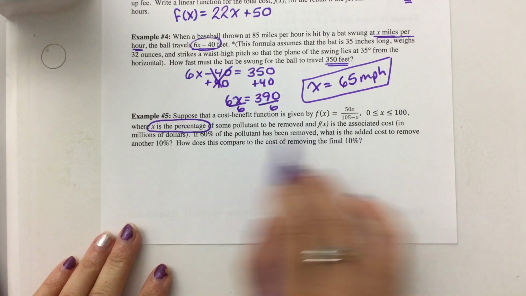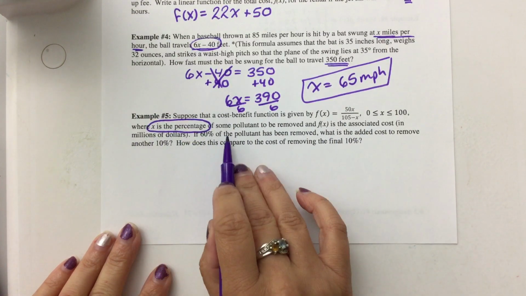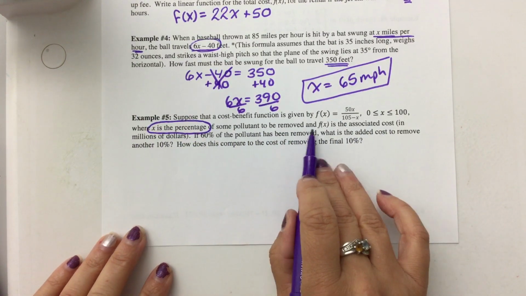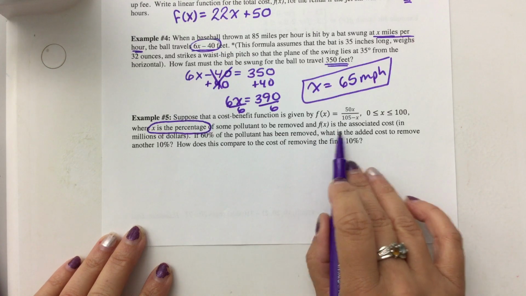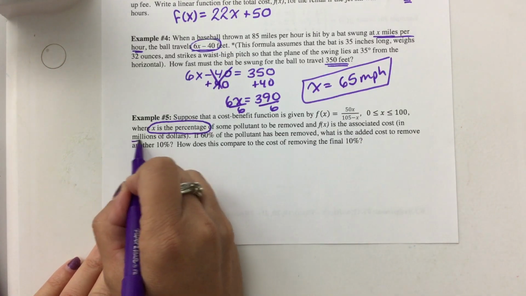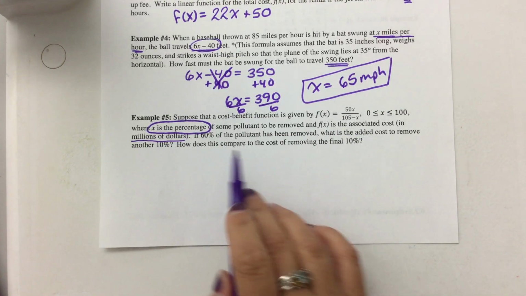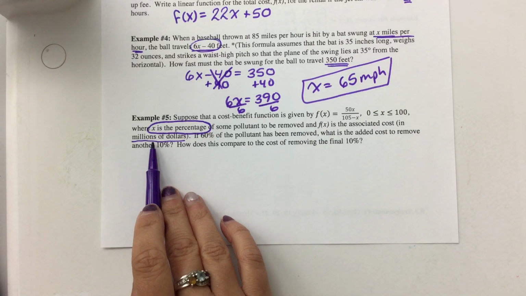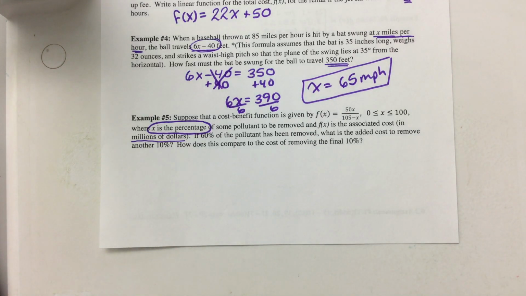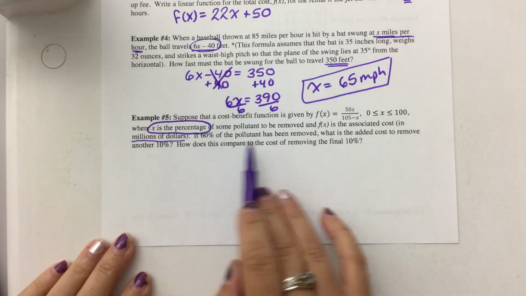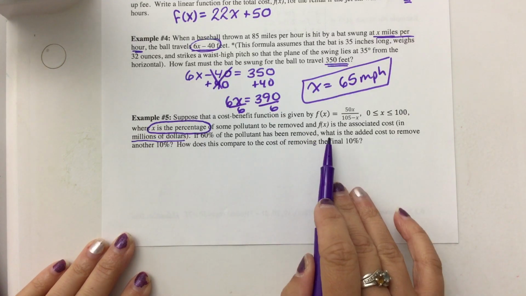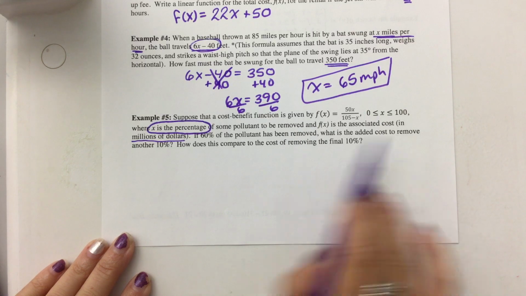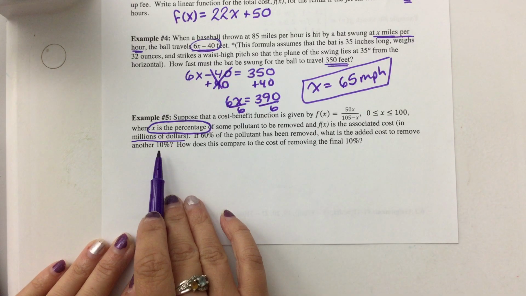So it says where x is the percentage of some pollutant being removed, and f of x is the associated cost in millions of dollars. Okay, so when we solve this, whatever the value is, that's how many millions of dollars it would cost for that particular percentage of pollutant to be removed. So it says if 60% of the pollutant has been removed, what is the added cost to remove another 10%?